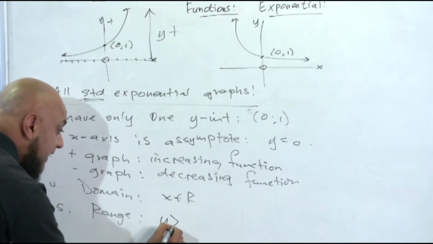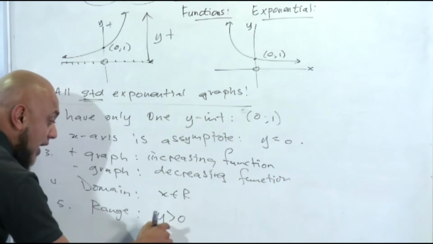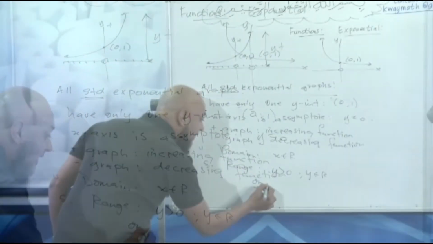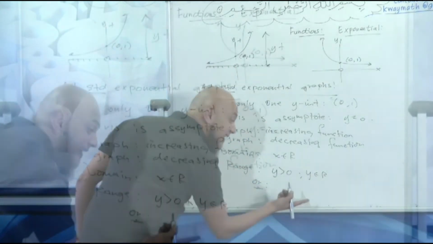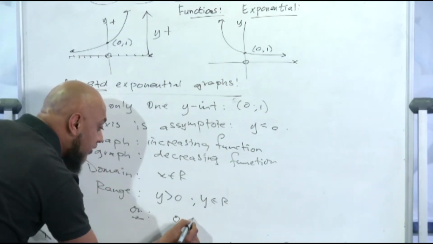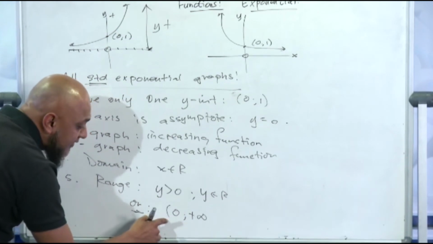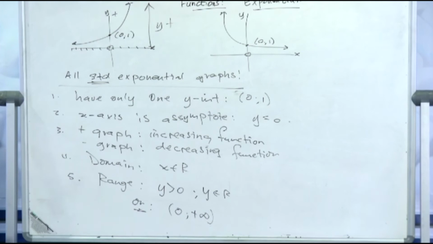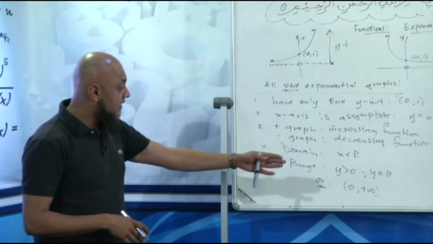So you're going to say y greater than 0, not equal to. Y greater than 0, y is an element of real numbers. Or another way in which you can write it is in interval notation, from 0 to positive infinity. 0 is excluded, so we put a round bracket. Infinity is always excluded, so you never say including infinity. Right? So there we go.